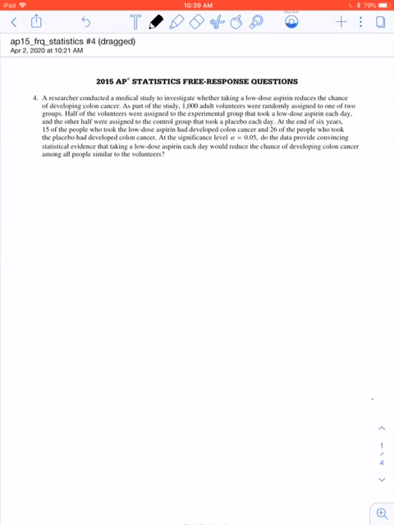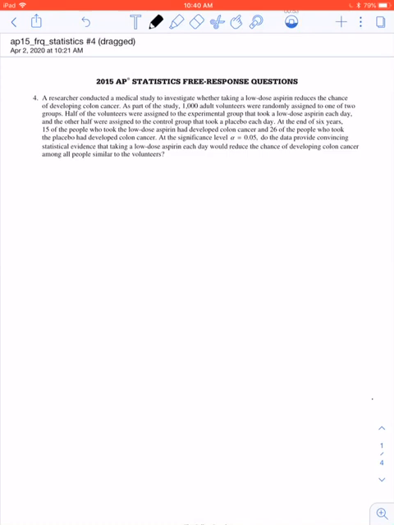This question is from the 2015 AP exam. So let's just read through it right now, all right? It says, a researcher conducted a medical study to investigate whether taking a low-dose aspirin reduces the chance of developing colon cancer. As part of the study, 1,000 adult volunteers were randomly assigned to one of two groups. Half of the volunteers were assigned to the experimental group and took a low-dose aspirin each day, and the other half were assigned to a control group that took a placebo each day.